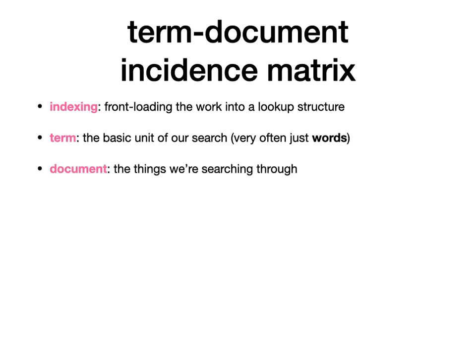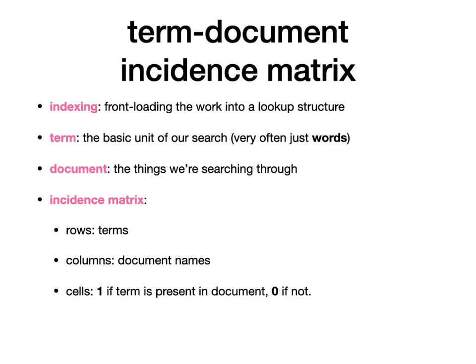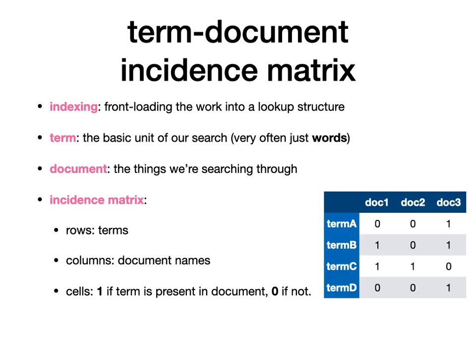Document is whatever thing we're searching through, and the term document incidence matrix has, for the rows, the terms and the columns are the document names. So in each cell of the matrix, there's a 1 if the term is present in that document and a 0 if not. So for example, document 1 has terms B and C, document 2 only has C, and document 3 has A, B, and D. Right? So how you build this is basically scan through the text and record where words appear.